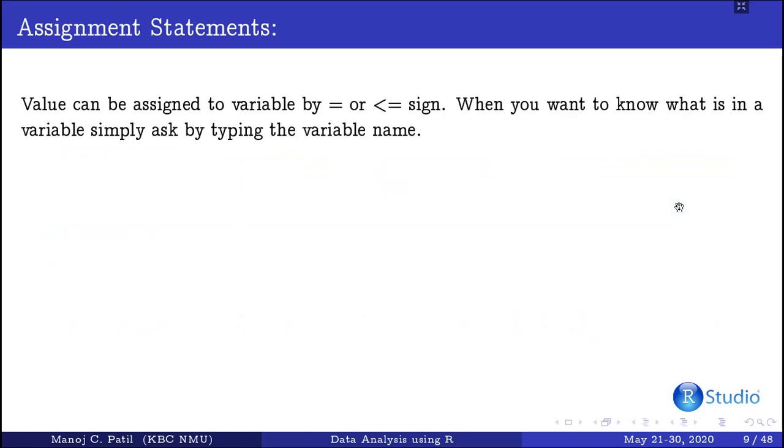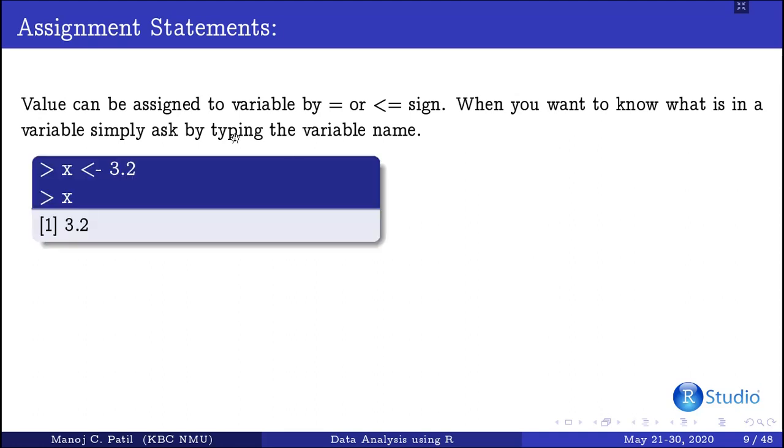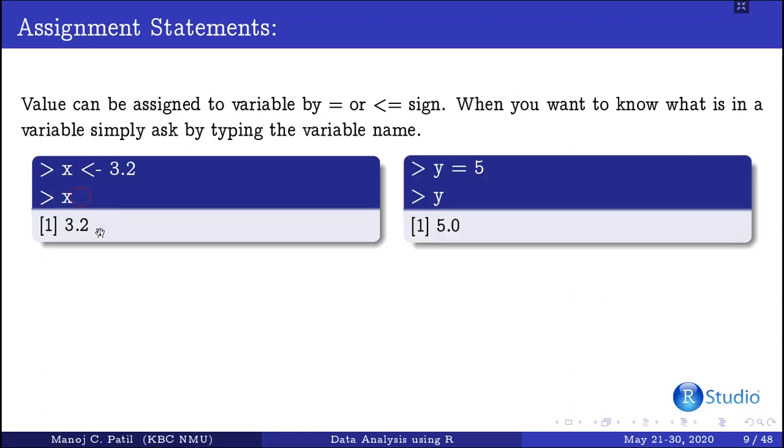Assignment to variables is quite easy. We can use the equal to sign, or we can use the less than and minus sign, an arrow-like symbol. When you want to know what is in a variable, simply ask by typing the variable name. For example, instead of using x is equal to 3.2, we can go for x arrow 3.2. This value moves to the variable name x. To check what x is showing, we can print only x and get 3.2.